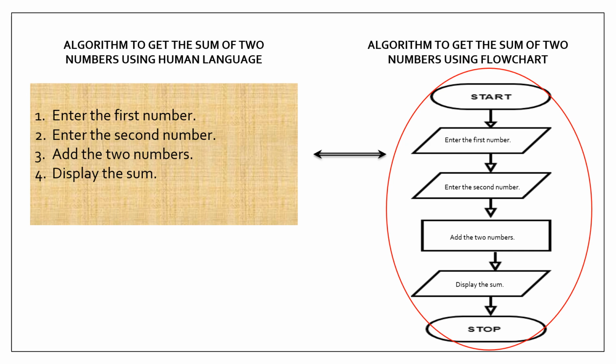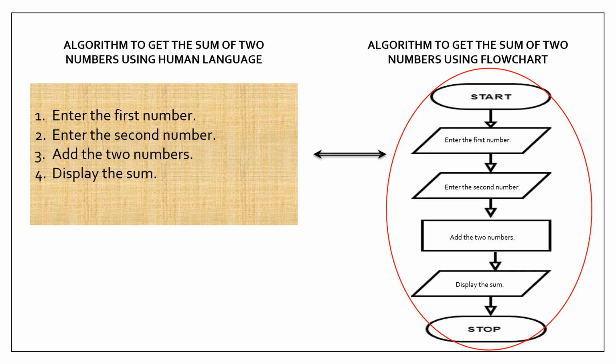And then next to that, because we are trying to get the sum of two numbers, it's appropriate that we first ask for the first number. So we say enter the first number, and as you can see, the symbol that we use is a parallelogram. Because we are asking for another number, we need to use another parallelogram in this case. Now we have the two numbers and they're ready for addition. Like I said, when we encounter some operation such as an arithmetic operation, we need to use a rectangle. That's why you can see a rectangle labeled add the two numbers.